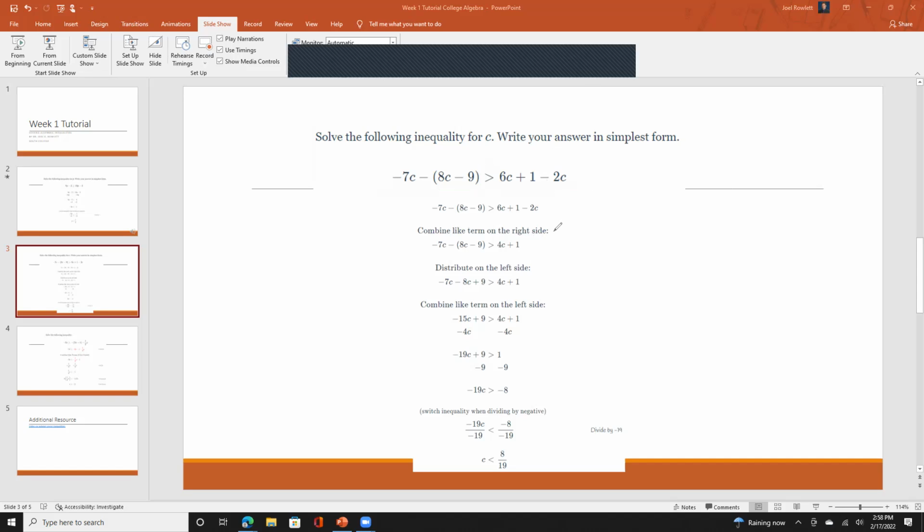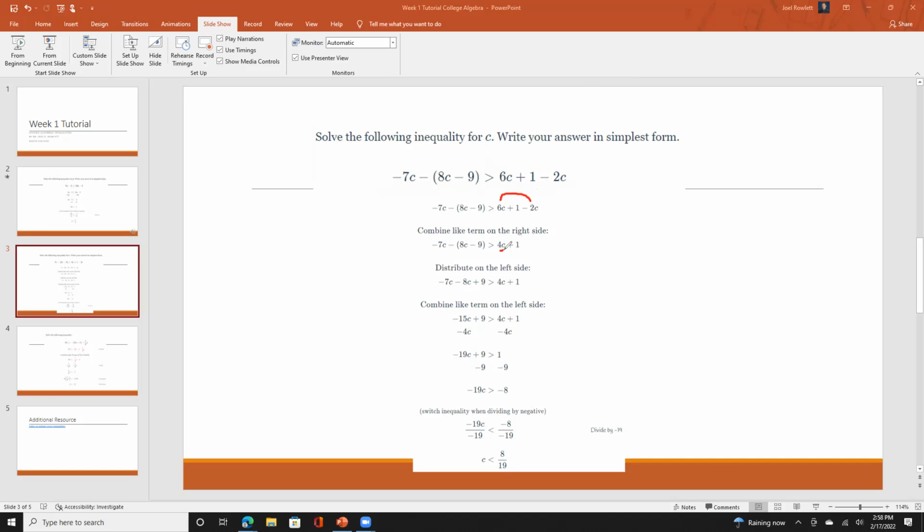The first thing they did was they collected like terms on the right side. In other words, if you take 6C and subtract 2C, then you get 4C. And then they just brought the plus 1 down here. Notice that so far they haven't done anything on the left side. They just brought that down. Now, some of you may be a little more savvy than others, and that's certainly fine. Some people like to do multiple things in one step. But what I'm going to try to do is show a step-by-step procedure.